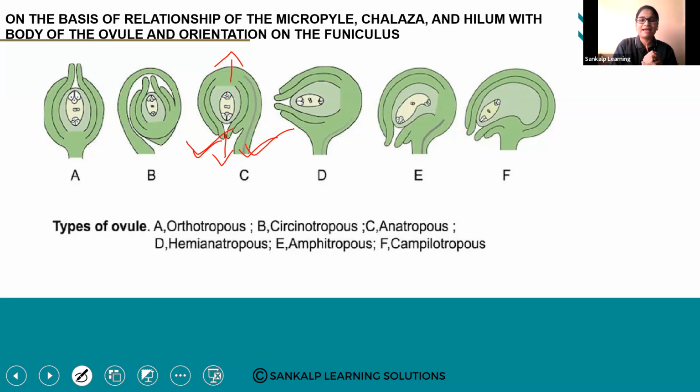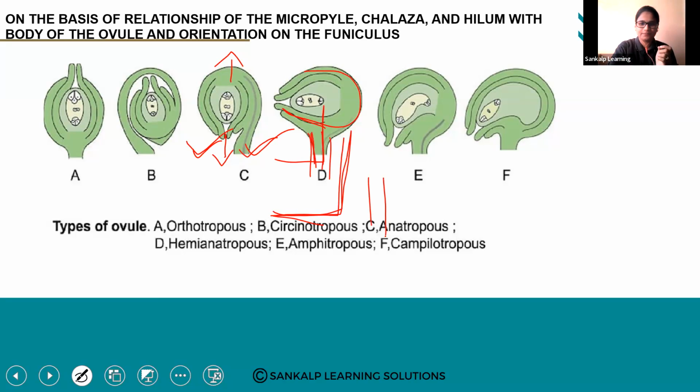Next, hemianatropous. What is hemianatropous? This is the funicle. The ovule lies at a right angle, see here, 90 degrees, right? So the ovule lies at a right angle to the funicle. This is the funicle.